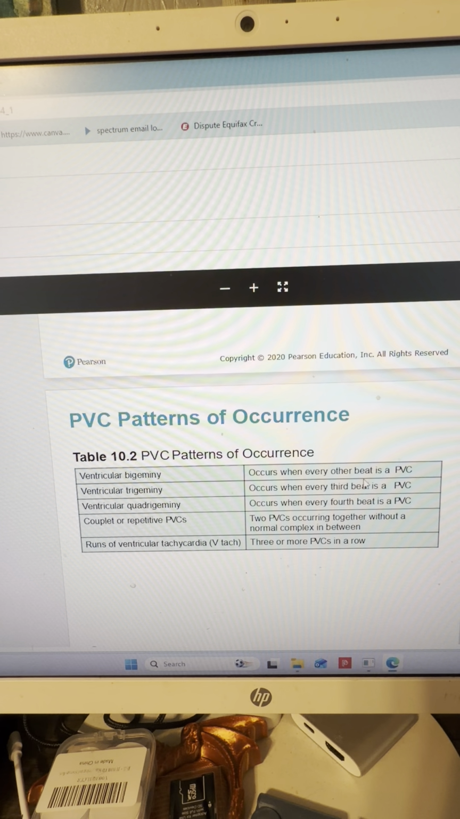When it's every other beat, it's called bigeminy. Every third beat is trigeminy. Every fourth beat is quadrigeminy. If you have two in a row, it's called a couplet or repetitive. If you have three or more in a row, it's called VTach or a run of VTach.